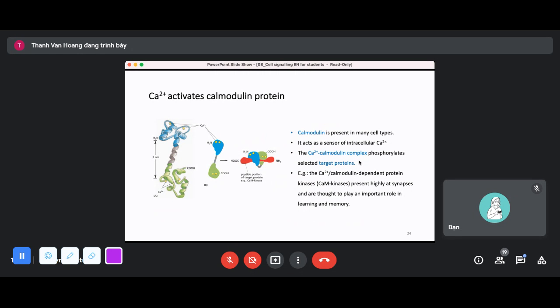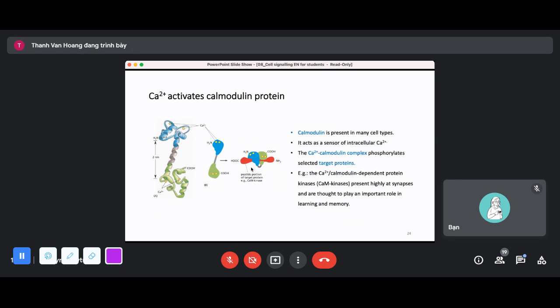and the cells can sense the cytoplasmic calcium very quickly due to calmodulin. Calmodulin is a protein that can interact with its target proteins in the presence of calcium. Calmodulin binds calcium in the four positions as shown here. And the calcium-calmodulin complex phosphorylates its target proteins.